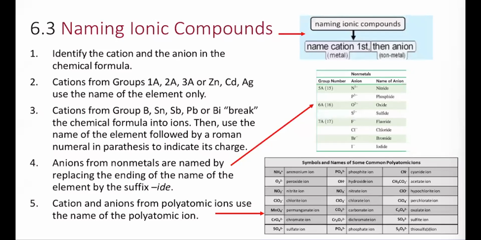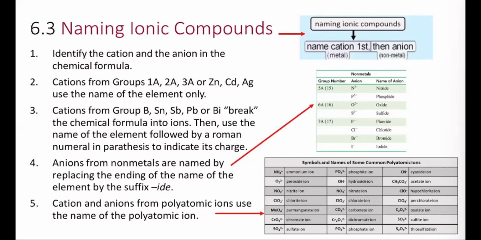First, you need to identify the cation and the anion in the chemical formula. Typically, when you are given the chemical formula for an ionic compound, the first element is the metal or the positively charged polyatomic ion, in terms of ammonium. And then the next element or polyatomic ion is going to be the anion. So understand that we always write the chemical formula, as we learned previously, cation followed by anion.